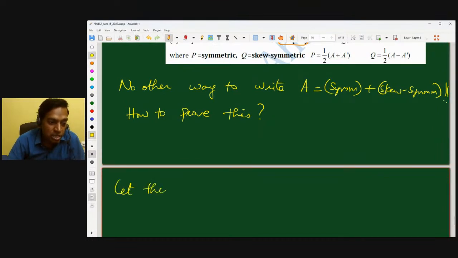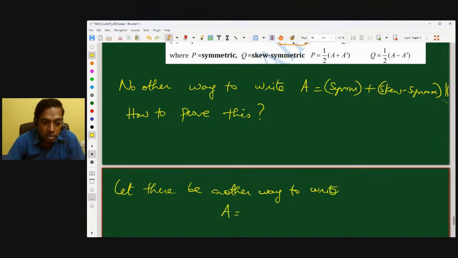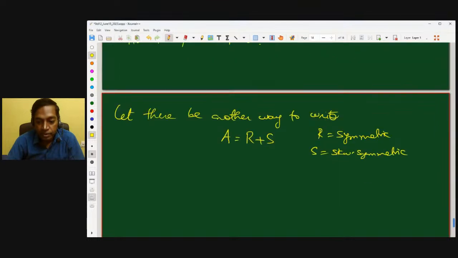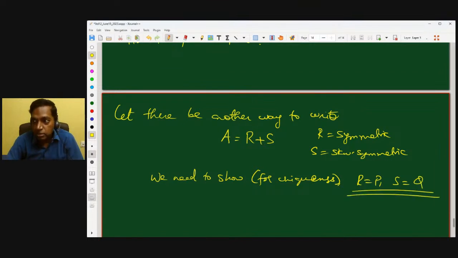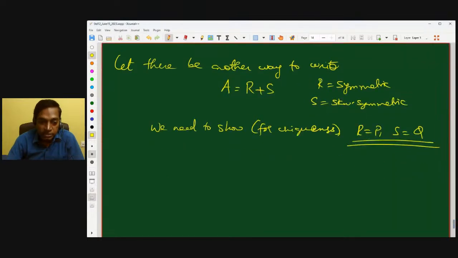Let there be another way to write A is equal to R plus S, where R is symmetric and S is skew symmetric. Now we need to show for uniqueness that R is equal to P and S is equal to Q. Correct? I hope this is clear. Now let's write the proof.